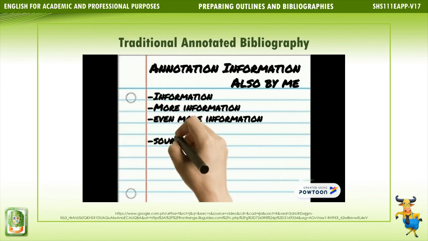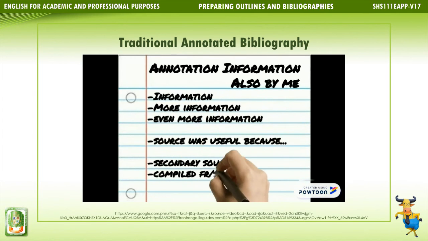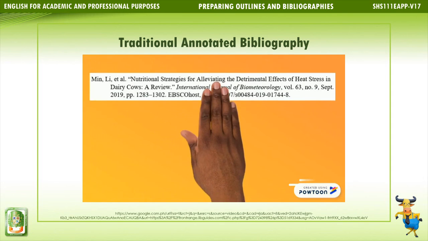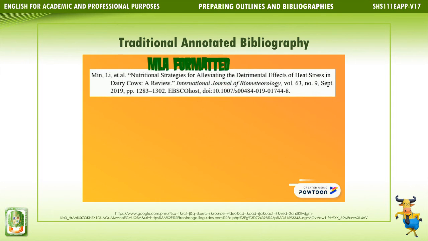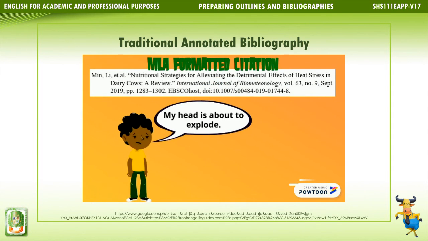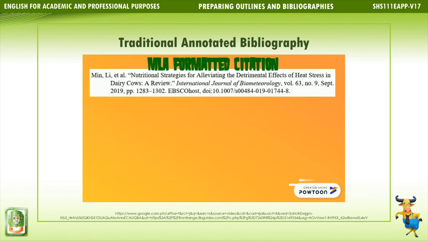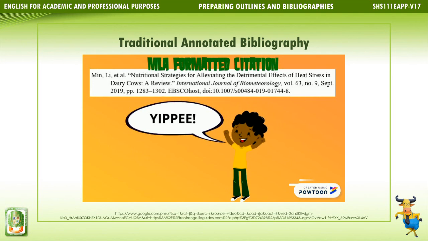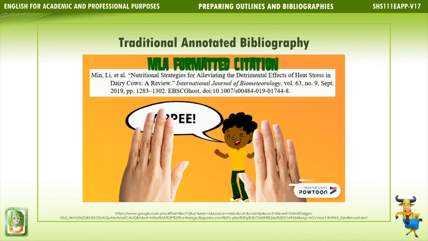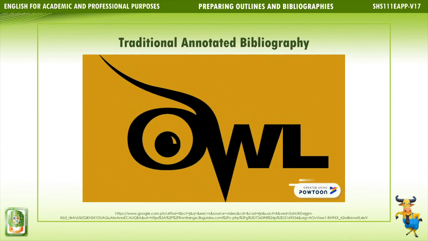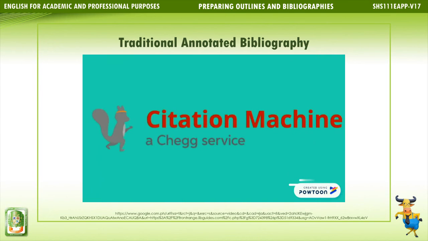Recording these things while you do the research will save you a lot of work later on. The next step is to organize your source's information into an MLA formatted citation. The good news is, you don't have to memorize the MLA style manual in order to do this. There are tons of resources on the internet that can help you correctly format your citations, including the Purdue OWL website, EasyBib, and Citation Machine.